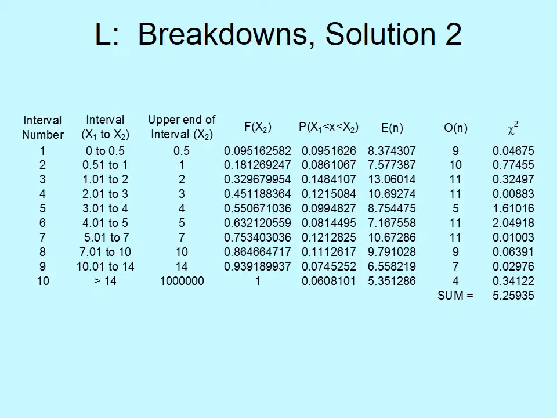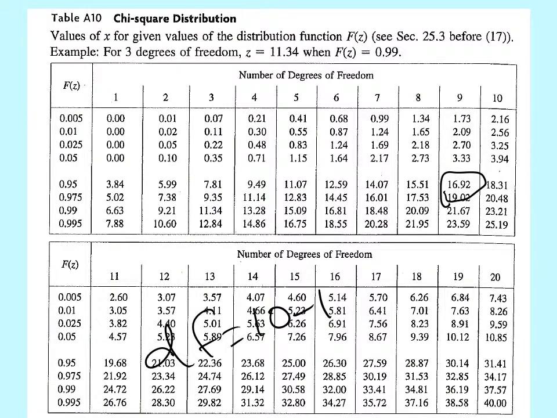Let's compare that to our new critical value. To get the critical value of chi-squared, we need to count the number of categories and get the degrees of freedom. So how many categories here? 1, 2, 3, 4, 5, 6, 7, 8, 9, 10. So we have 10 minus 1 degrees of freedom, or 9 degrees of freedom, and an alpha of 5% gives us a chi-squared of 16.92, and our chi-squared was much less than this 16.92.